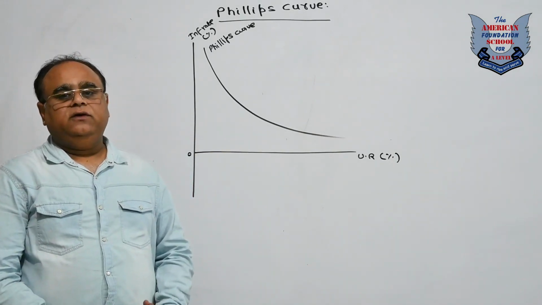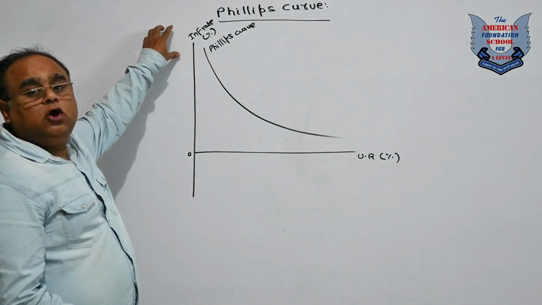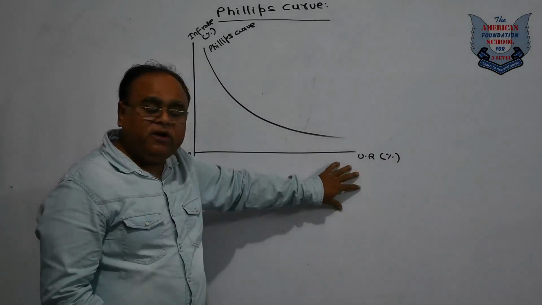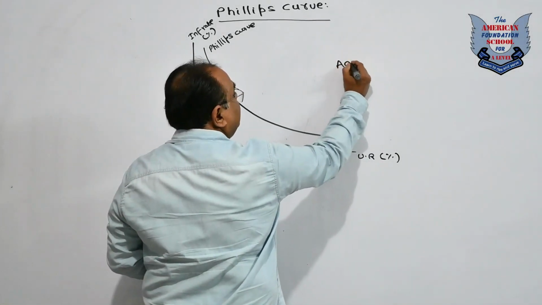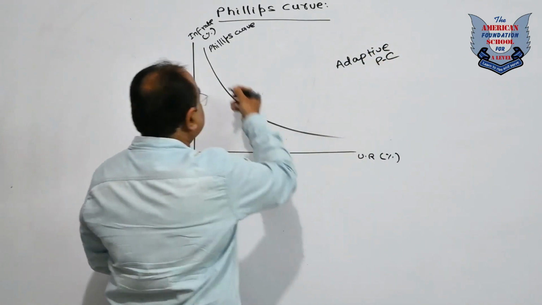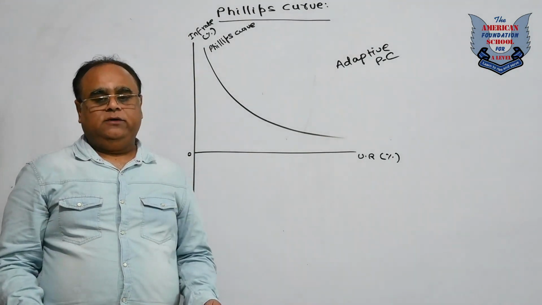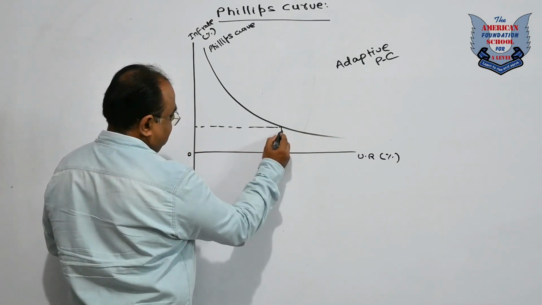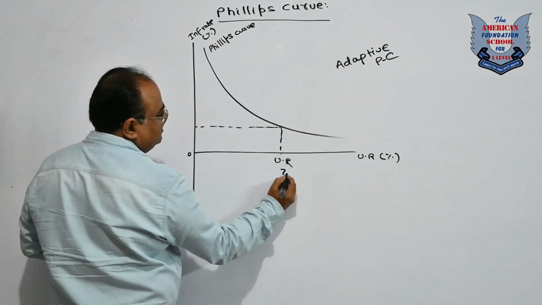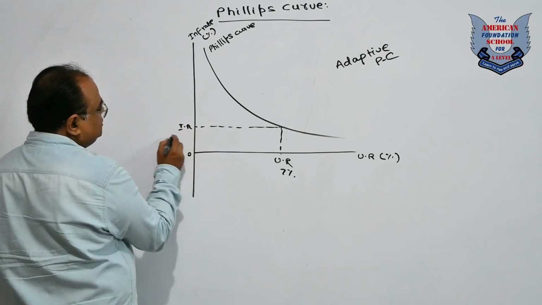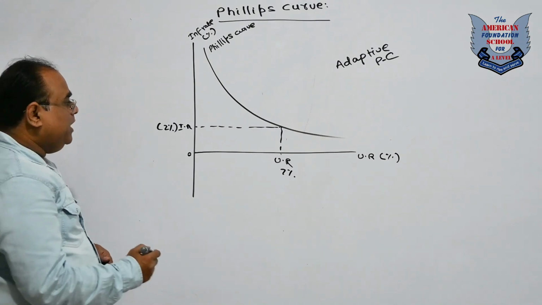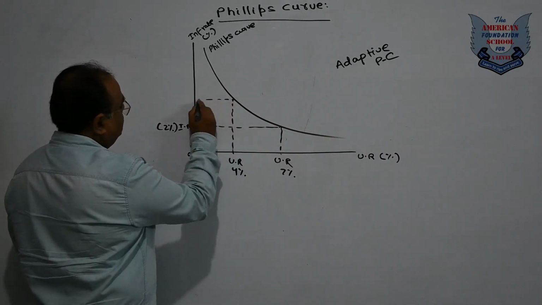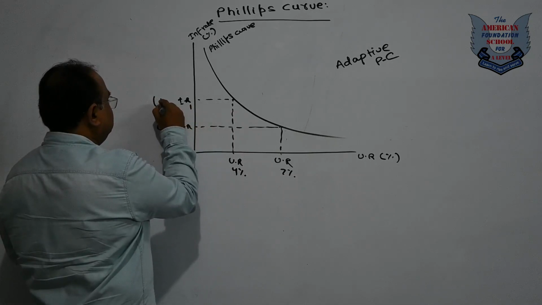That's why, instead of placing wage inflation rate on the y-axis, Robert Solow and Paul Samuelson placed inflation rate on the y-axis and unemployment rate on the x-axis, and this adapted Phillips curve is actually showing the relationship between inflation and unemployment. And the relationship is quite simple. This diagram is telling that when the unemployment rate is this much, for example 7%, then the inflation rate is, let's suppose, 2%. But if the unemployment rate is, for example, 4%, the inflation rate will be, let's suppose, 6%.